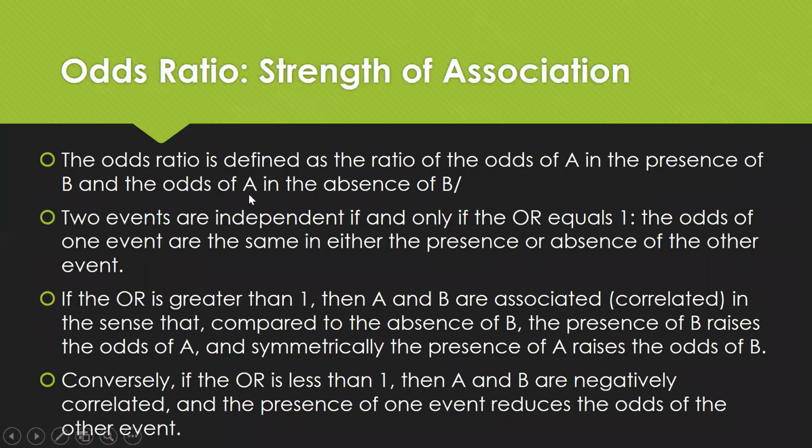Let's look at an odds ratio. The odds ratio shows the strength of an association. So it's the ratio that the odds of A in the presence of B and the odds of A in the absence of B would be determined. So two events are independent if and only if the odds ratio equals 1.